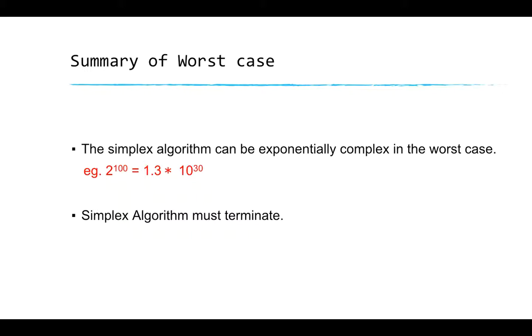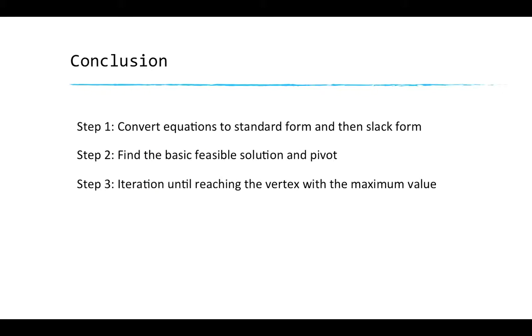Also, the simplex algorithm must terminate. There are a finite number of different vertices that the algorithm can visit. So if it doesn't visit the same vertex twice, it must terminate. If it does, then it will repeat the sequence of vertices between the first and the second visit to the repeated vertex over and over again.